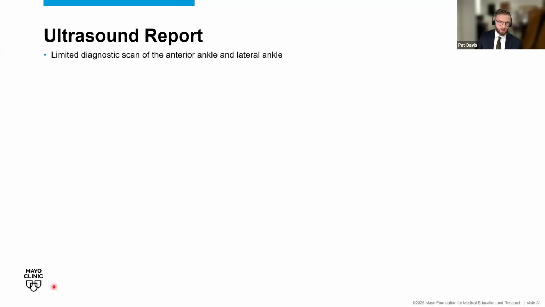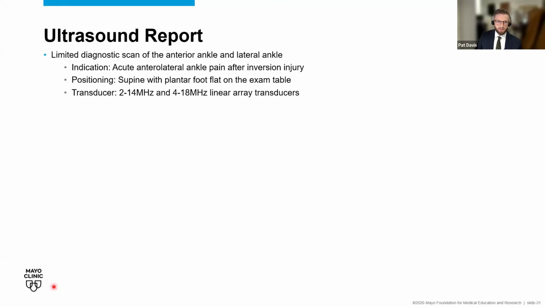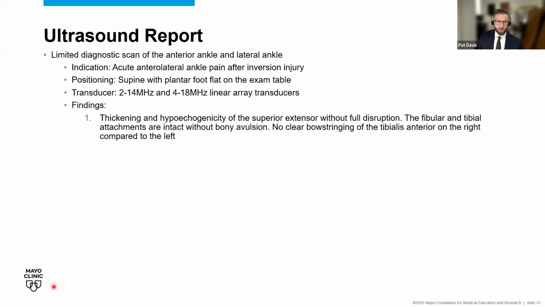So concluding our evaluation, we'll go over our report now. So this was a limited diagnostic scan of the anterior ankle and lateral ankle. Indication was acute anterolateral ankle pain after inversion injury, with the patient positioned supine with plantar foot flat on the exam table. We utilized 2-14 and 4-18 linear array transducers, and our findings were as follows. So there was thickening and hypoechogenicity of the superior extensor retinaculum without full disruption.